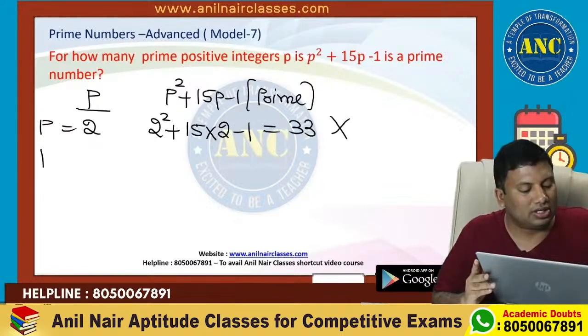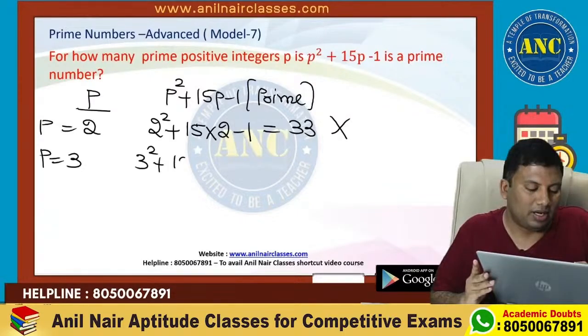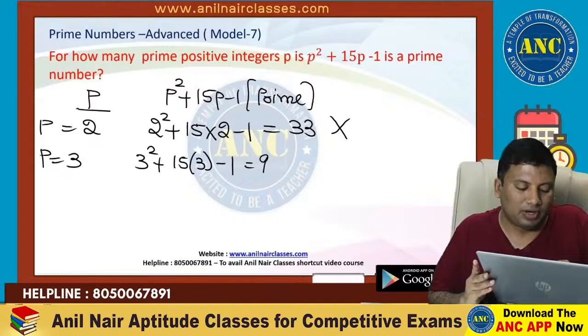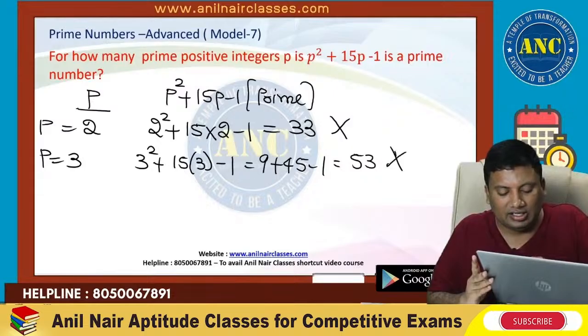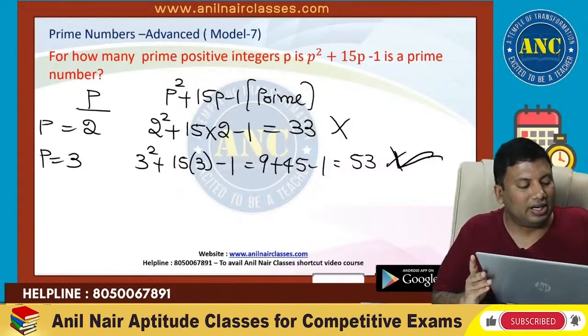If p equivalent to 3, 3 square plus 15 into 3 minus 1, 9 plus 45 minus 1, 54 minus 1, 53. It is a prime number.